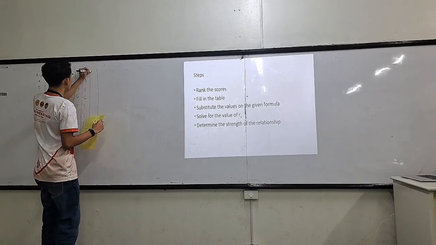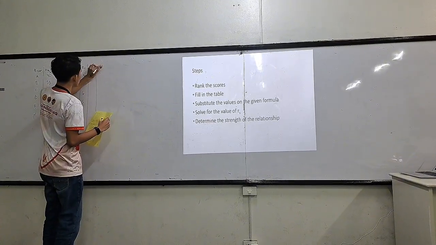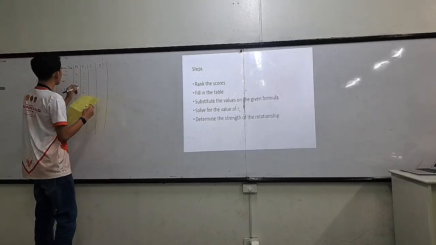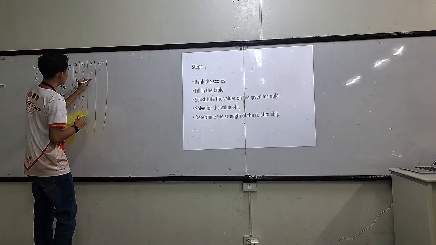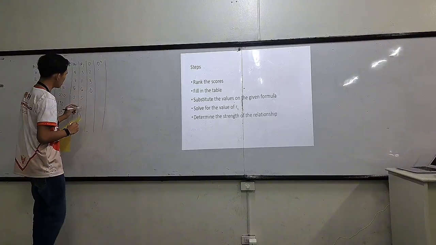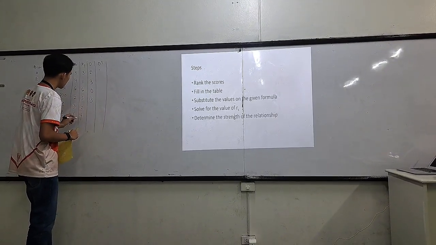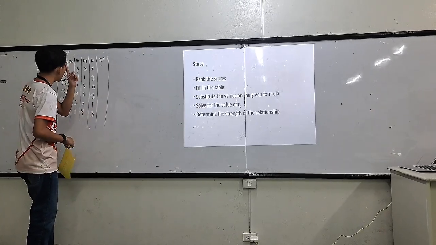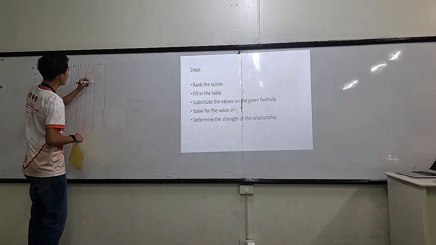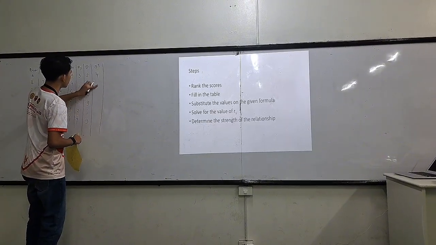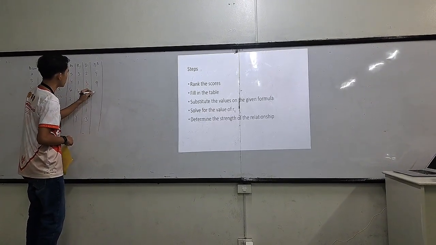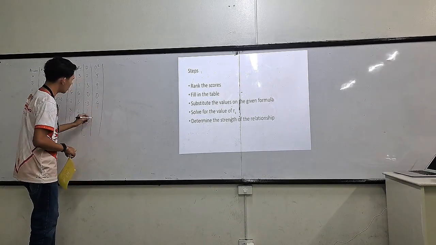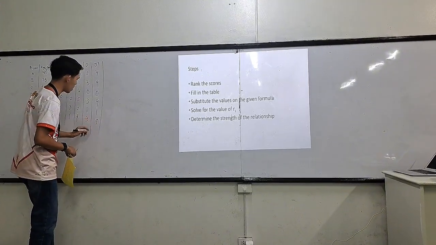Now we'll be getting the D and D squared. 6 minus 6 is 0. 2 minus 5 is negative 3. 3 minus 2 is 1. And 1 minus 4 is negative 3. Now 3 squared is equal to 9. 0 squared will be 0 again. Negative 3 squared will be 9. 1 will be 1. And negative 3 will be 9 again.